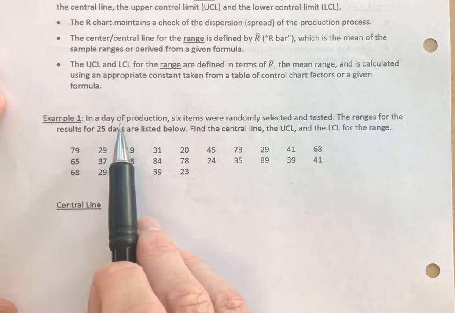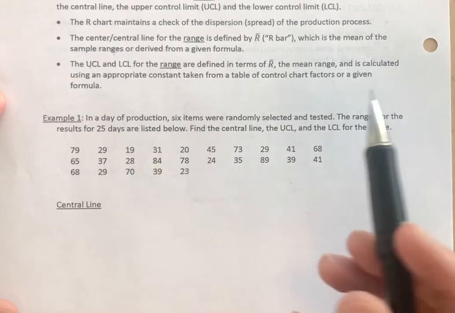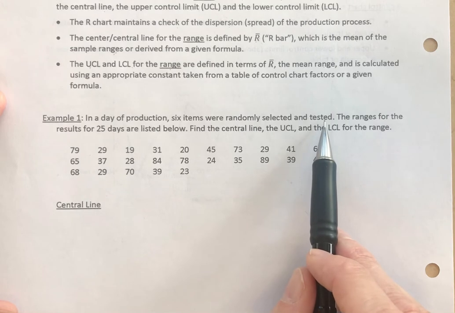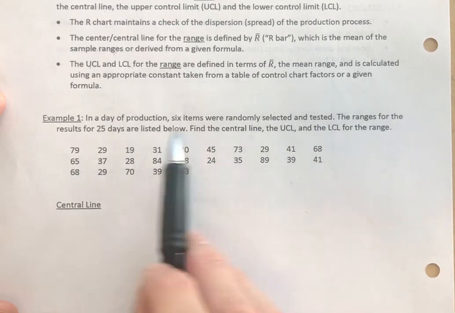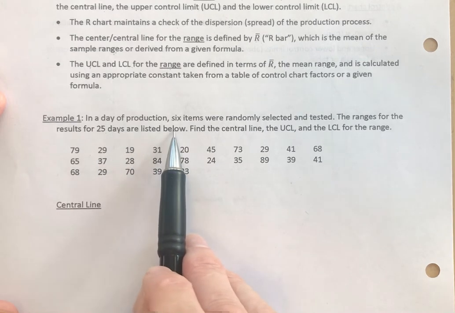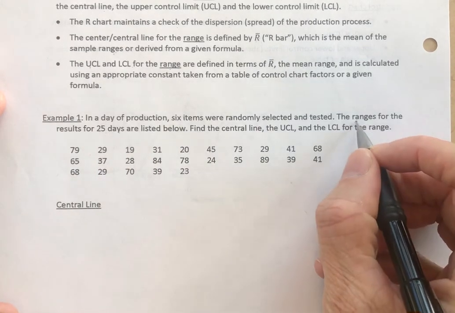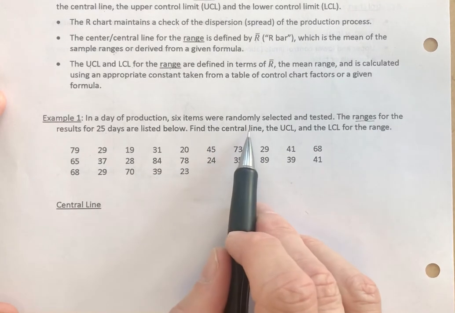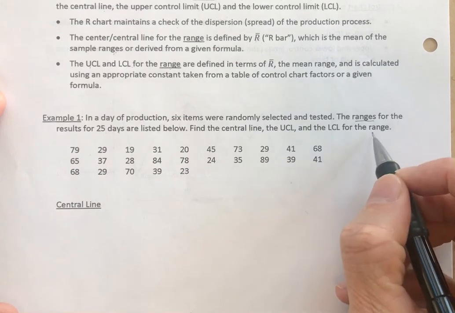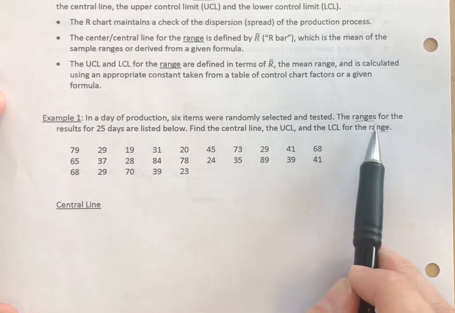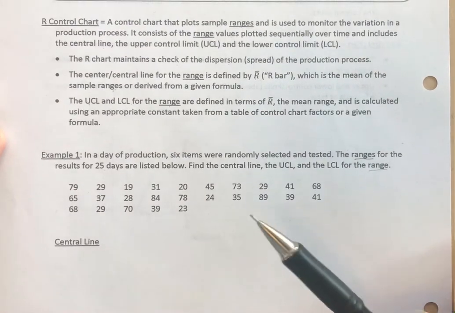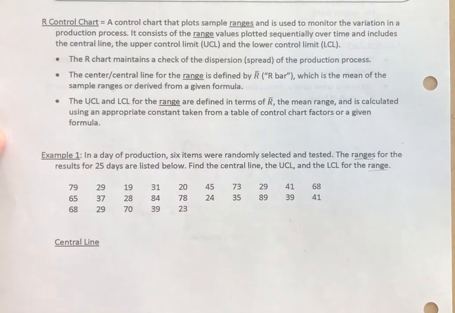Example 1. In a day of production, 6 items were randomly selected and tested. Okay, so they did this. The ranges for the results for 25 days are listed below. Now again, note the word ranges. Find the central line, the upper control limit, and the lower control limit for the range. So note the word ranges and range in the problem. That tells us, if I go back up here, that we're dealing with an R control chart.